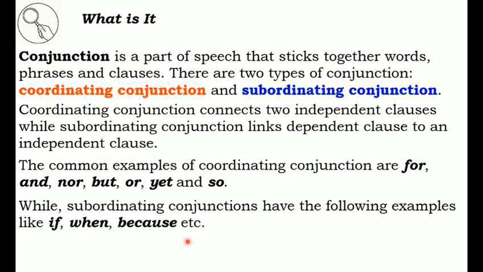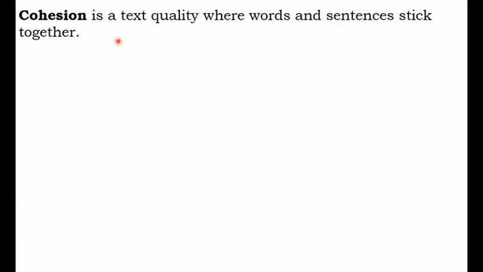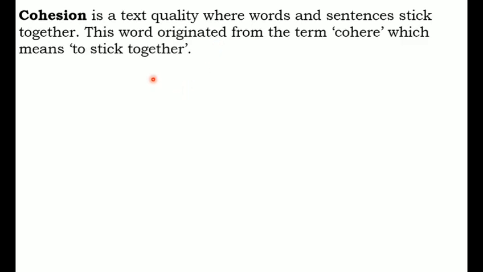Okay. And then, cohesion is a text quality where words and sentences stick together. Pag mayroong cohesion, ay madali mong maiintindihan ang sentence or paragraph kasi gumagamit ng mga coordinating and subordinating conjunctions. This word originated from the term cohere, which means to stick together. Okay.